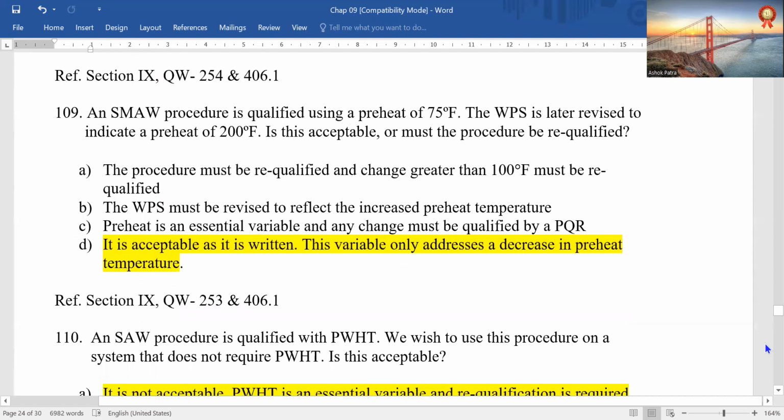An SMAW procedure is qualified using a preheat of 75 degrees Fahrenheit. The WPS is later revised to indicate a preheat of 200 degrees Fahrenheit. Is it acceptable, or must the procedure be requalified? It is acceptable as it is written. The variable only addressed a decrease in preheat temperature.